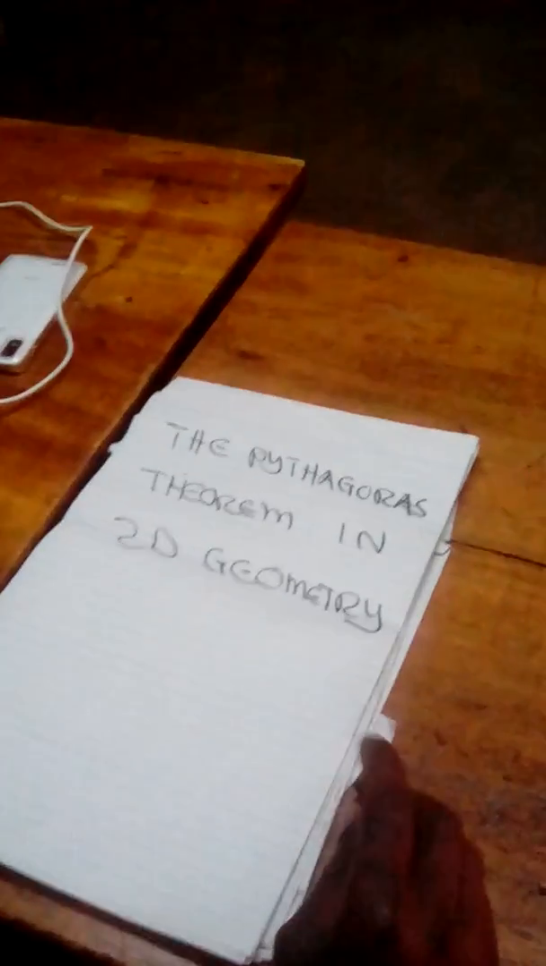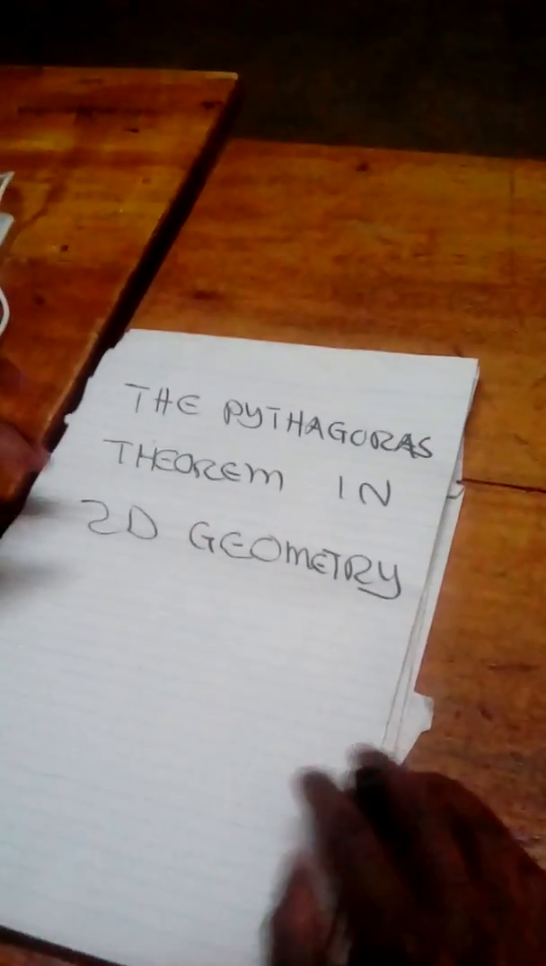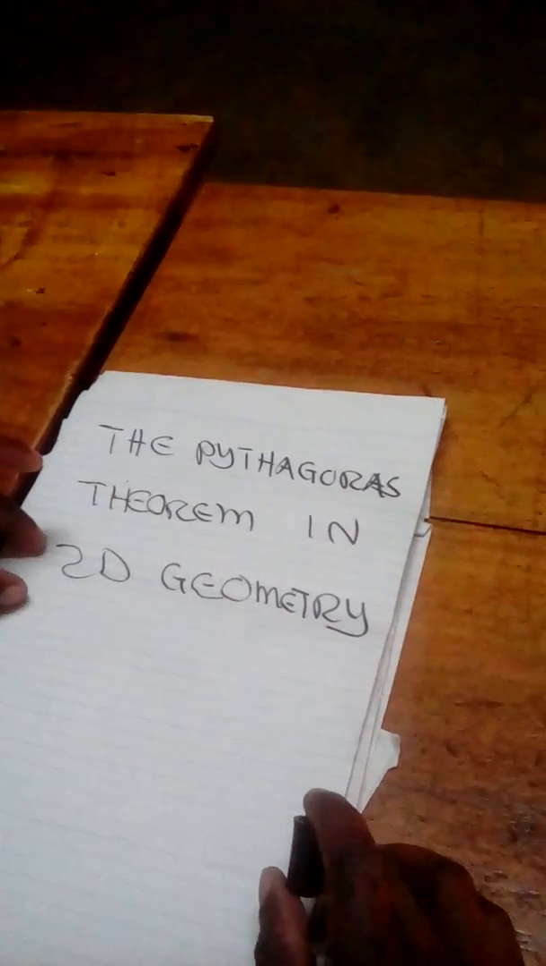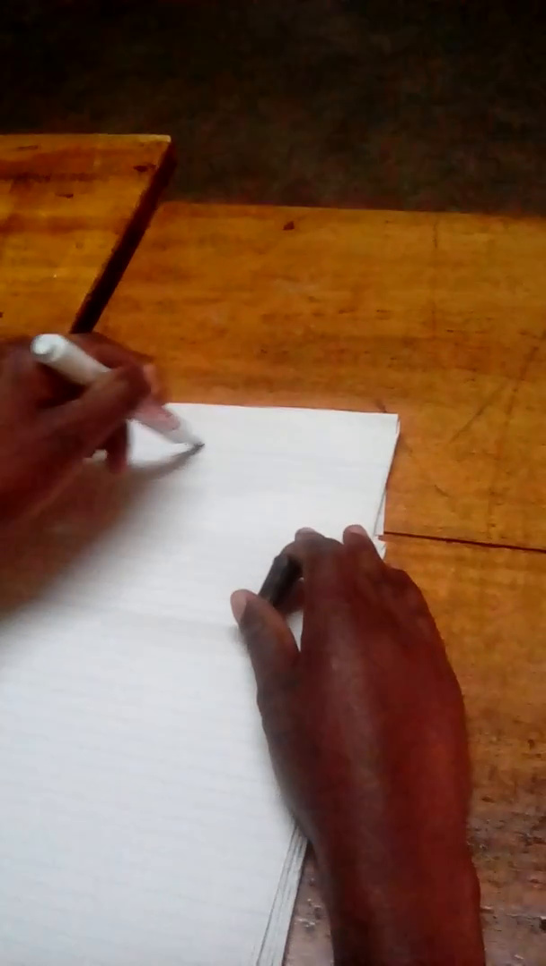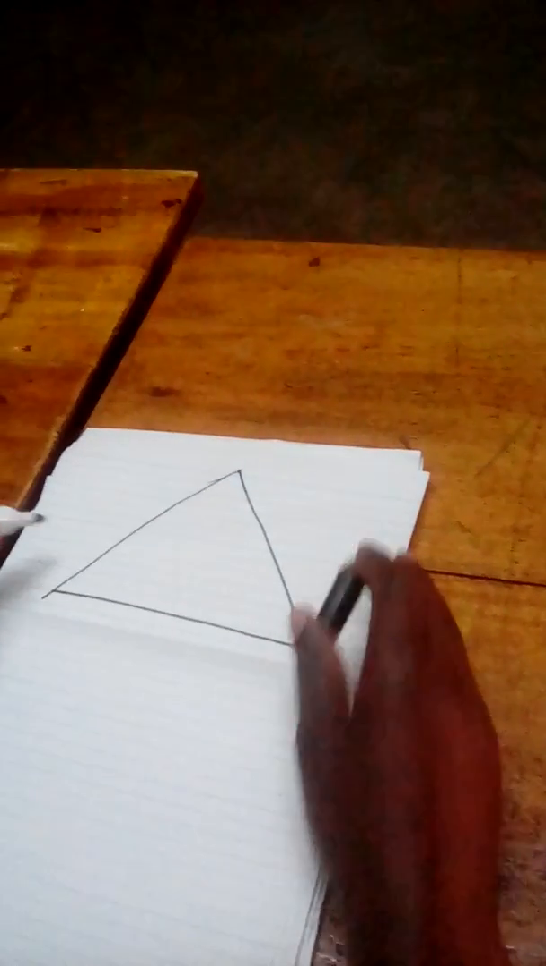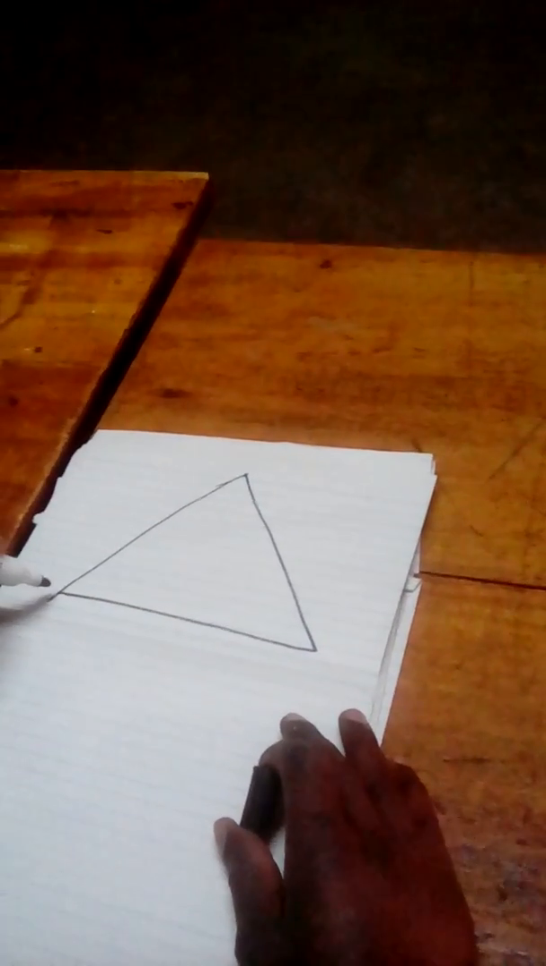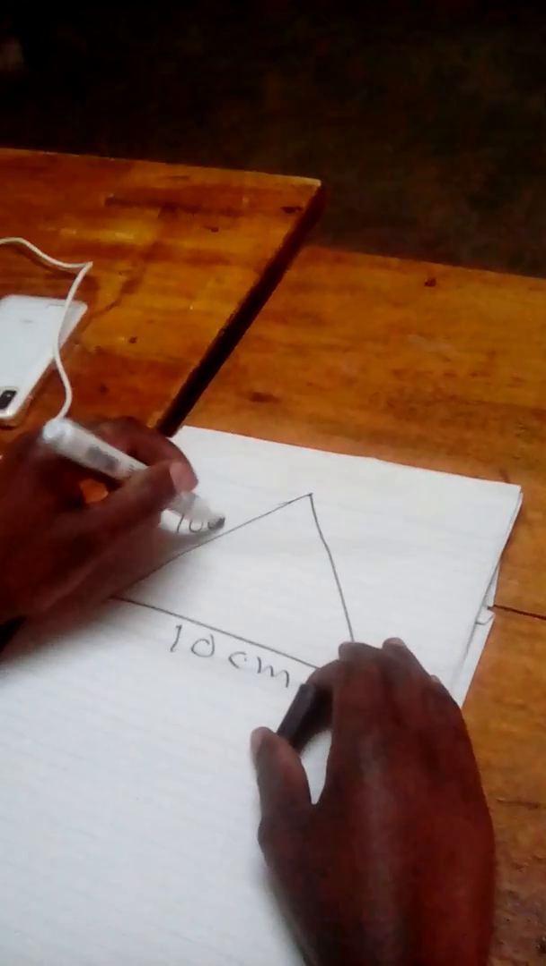Let us discuss the Pythagoras Theorem and 2D geometry. Look at this figure. It is a 2D shape whereby the length of this side is 10 centimeters, this side is 10 centimeters, and this side is 10 centimeters.